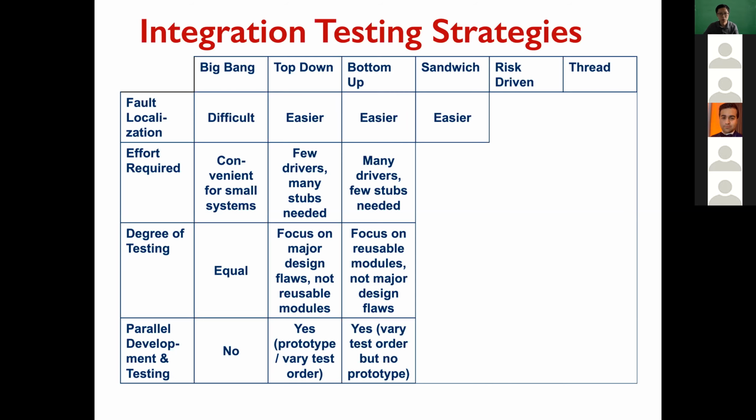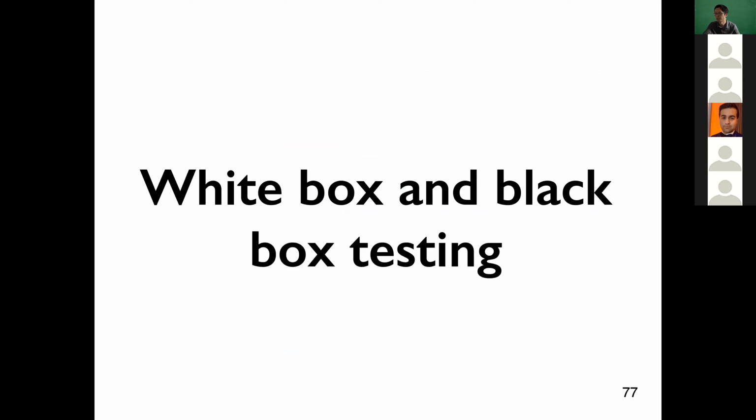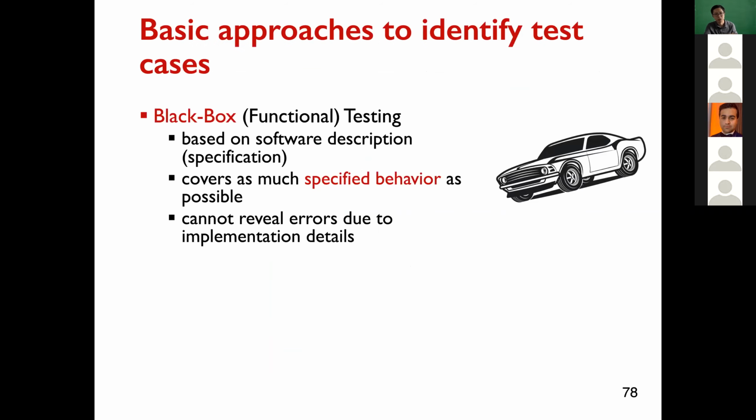So next we will discuss white box and black box testing. These are the 2 testing strategies usually. So imagine when we test a car, right? There are 2 ways to test a car. One way is we don't see the inside of the car. We just drive the car to see whether the functionalities are correct. So this is a black box test, or a function test.